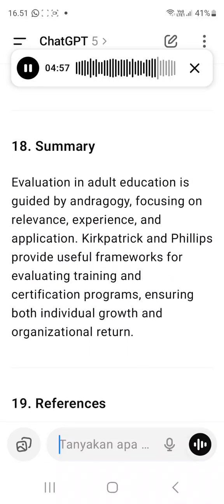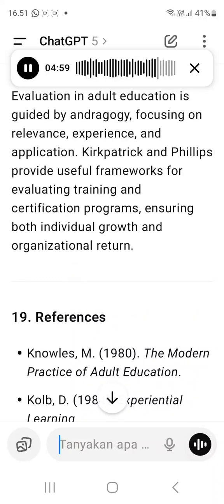18. Summary. Evaluation in adult education is guided by andragogy, focusing on relevance, experience, and application. Kirkpatrick and Phillips provide useful frameworks for evaluating training and certification programs, ensuring both individual growth and organizational return.